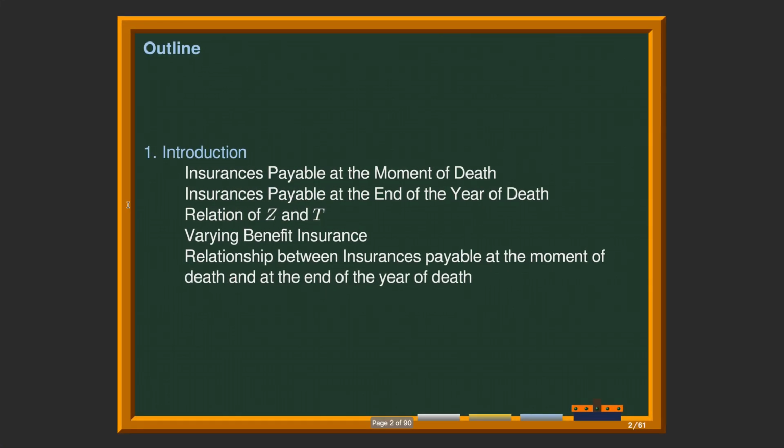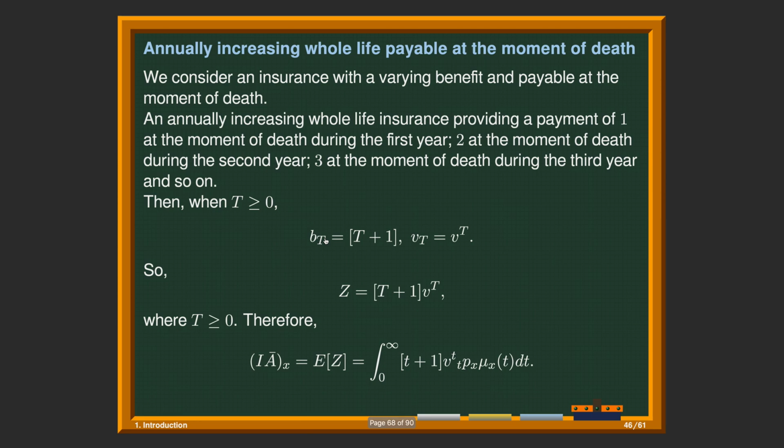Okay, so this would be the next part, part 4 of chapter 2. We'll discuss the section on varying benefit insurance. So this time we take the cases wherein the benefit is not fixed as what we have encountered previously, but instead it is varying.